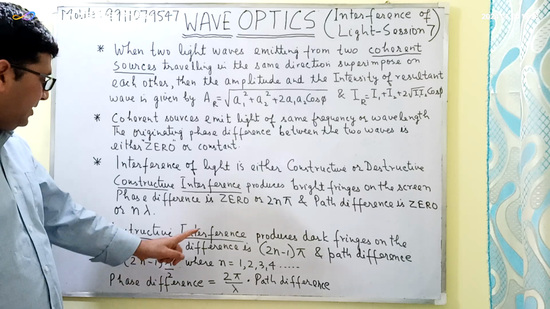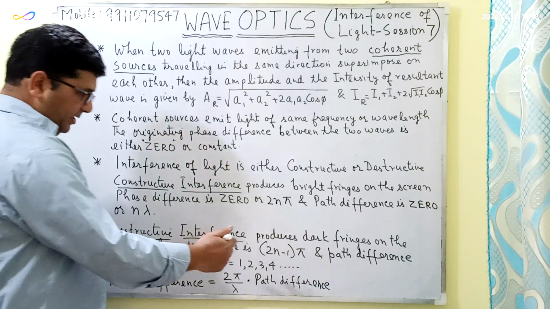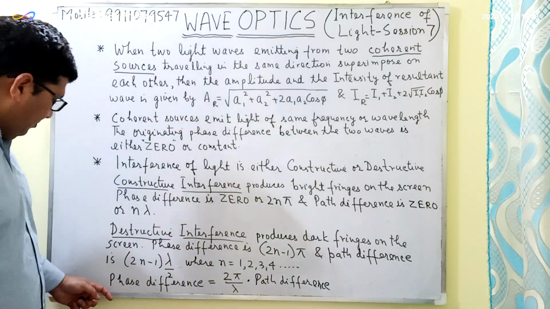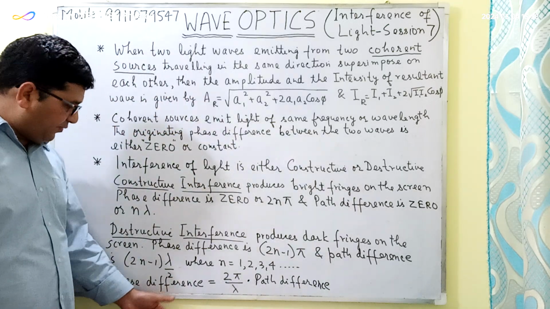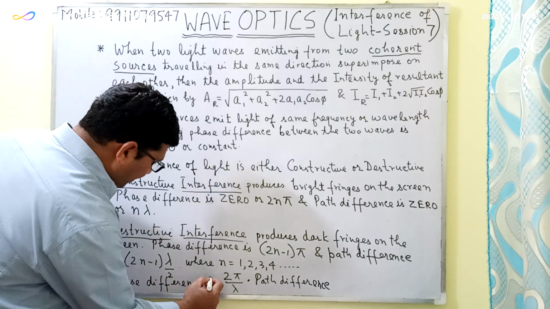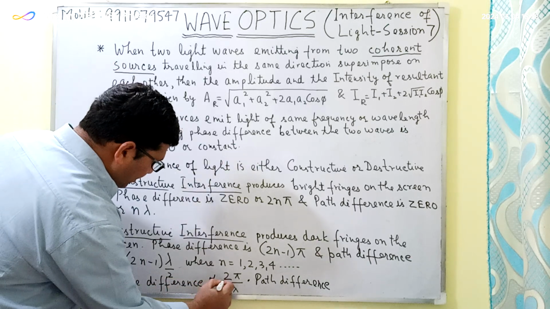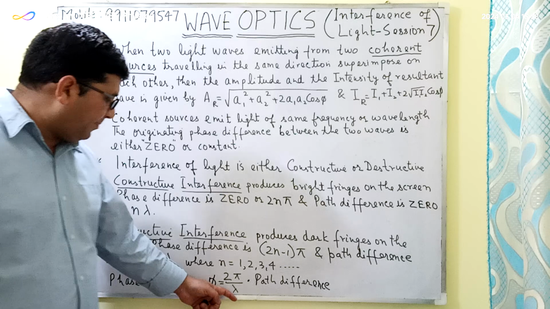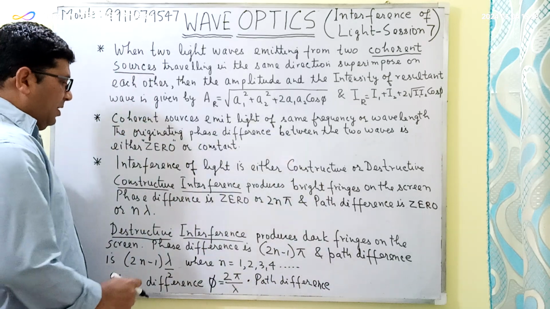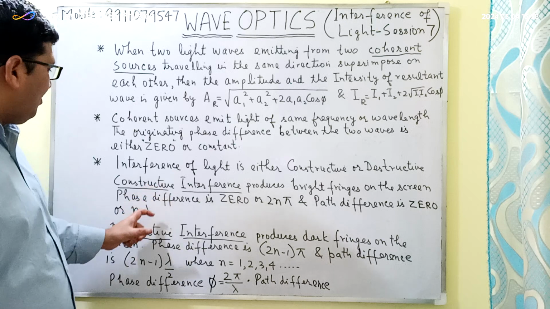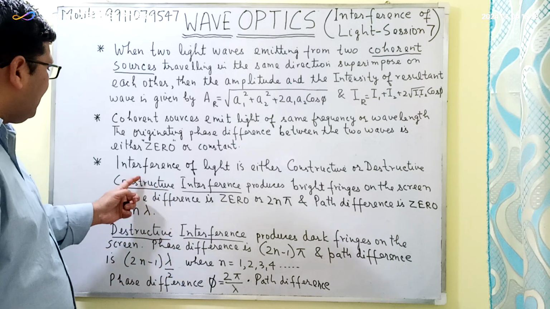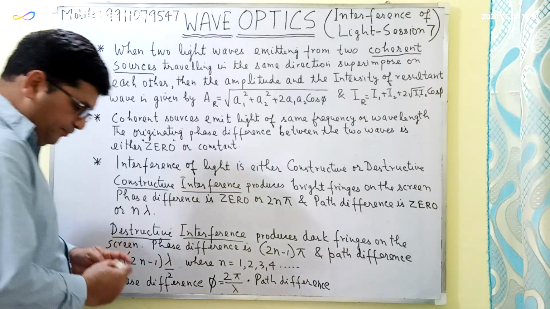In the case of destructive interference, we get the dark fringes on the screen. There is one important formula: the phase difference, which you can write as phi, is also equal to 2 pi upon lambda multiplied by the path difference. So this was a short description of constructive and destructive interference.